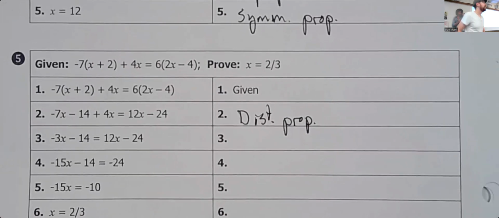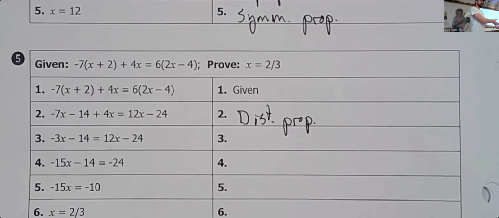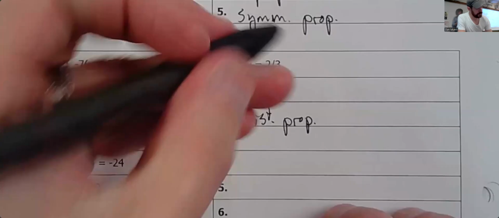Oh, there's an interesting one. What happened between 2 and 3? Yeah, that's exactly what happened. We combined like terms. That was not a property. It's not a property of equality because we're not doing something to both sides of the equation. When you combine like terms, you just put together two things on the same side of the equation. -7 plus 4 is -3. So sometimes we don't actually have a name for what we do other than what we're actually doing, which is combining like terms. So write that down.